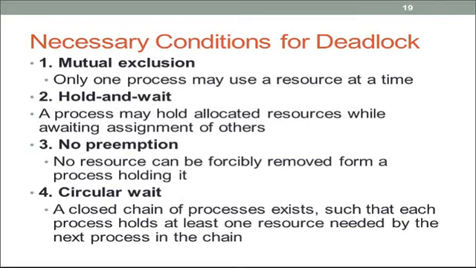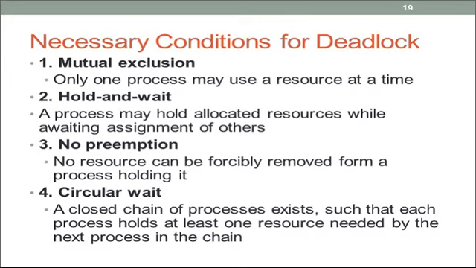First is mutual exclusion. It means that only one process may use a resource at a time. If we consider a single instance as one resource, then only one process should use the resource at a time. So it is mutual exclusion; exclusive usage is given to the process. Now the second condition for deadlock is hold and wait: a process may hold allocated resources while awaiting assignment of others. So holding a resource and waiting for another is allowed in this situation.